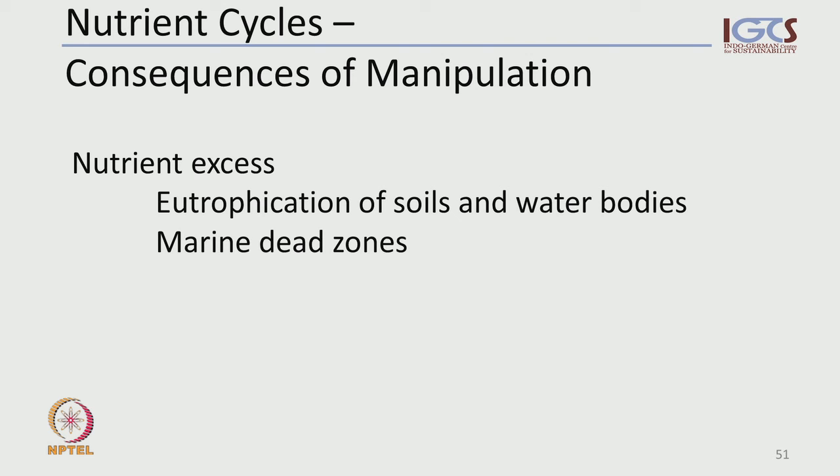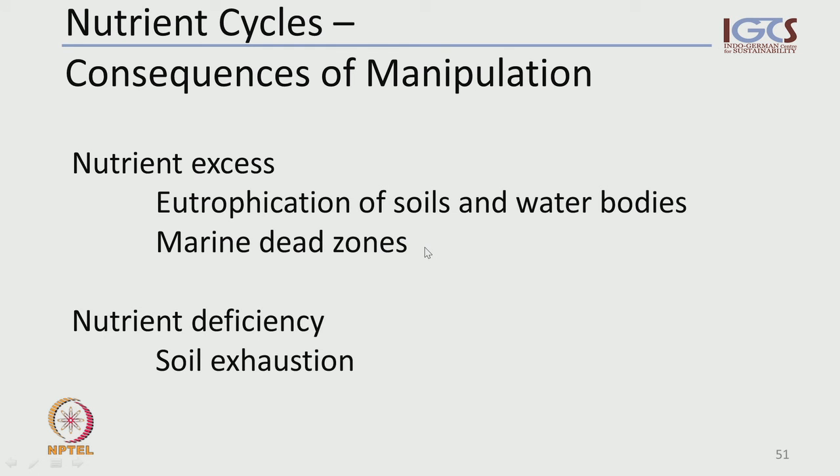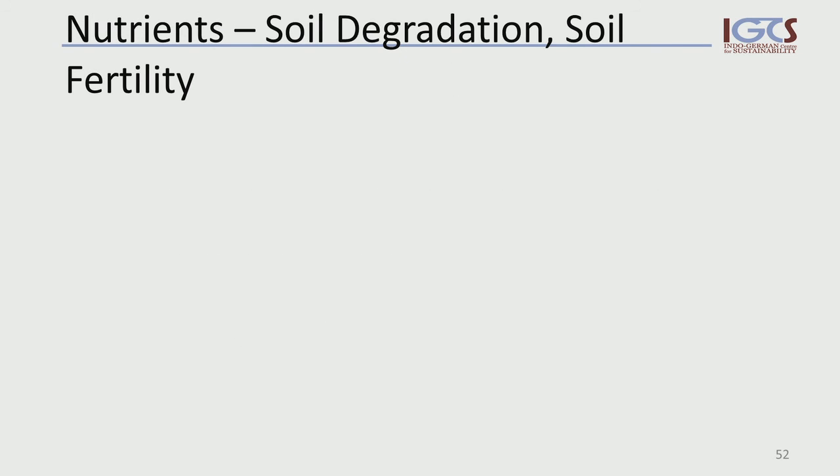On one hand side, nutrient excess. The result is the eutrophication of soils and water bodies. So we have transferred nutrients from terrestrial into aquatic ecosystems, and one of the major results also are so-called marine dead zones. And on the other hand, another extreme we have called nutrient deficiency. We have exhausted our soils.